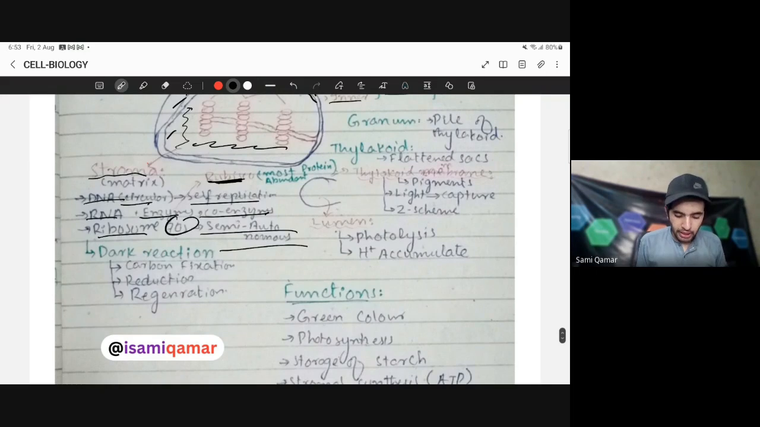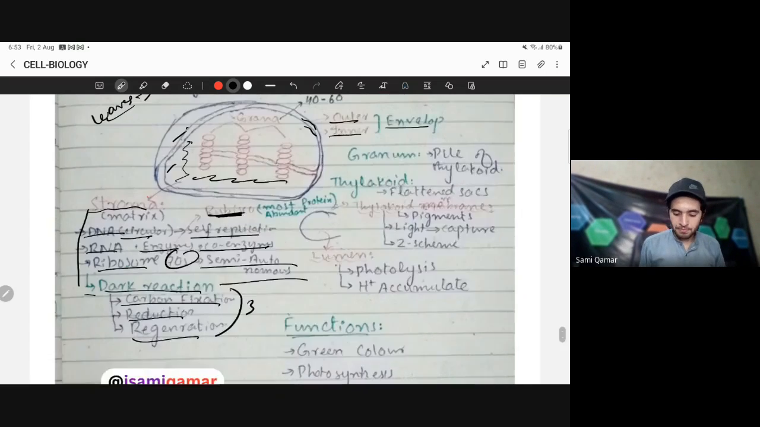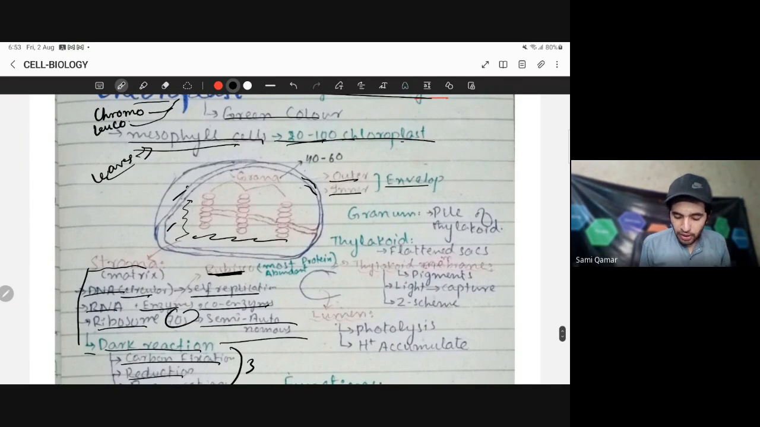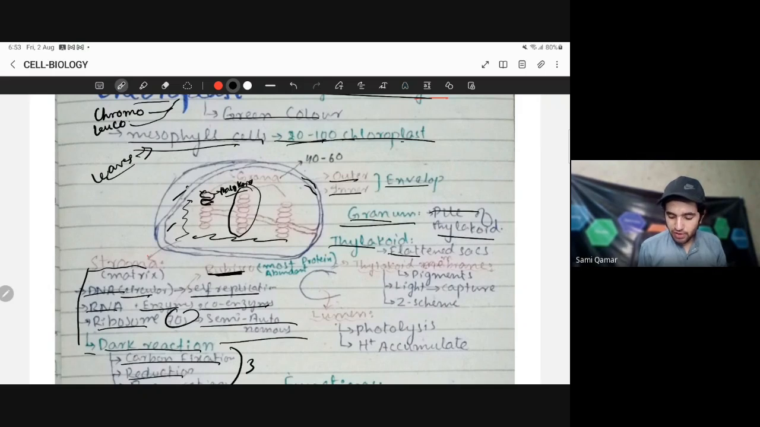One important thing: in the stroma, the dark reaction will happen. Carbon fixation, reduction, and regeneration are the three steps of the dark reaction that happen in the stroma. Then there are grana. Grana are piles of stacks, and one stack is known as a thylakoid. In the membrane of the thylakoid, the light reaction will happen. This whole pile is known as a granum, a pile of thylakoids. The thylakoid is a flattened sac.